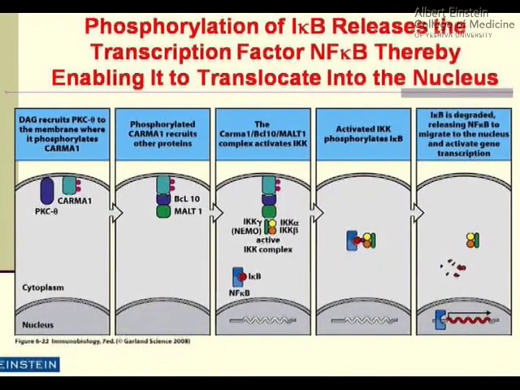Another transcription pathway, which many of you are familiar with, is the NF-kappa B pathway. The NF-kappa B is regulated in a slightly different way. You have diacylglycerol activating protein kinase C, which phosphorylates another protein called CARMA, which is actually a pretty cool name, and then this phosphorylates other proteins. But the end result is that it activates the IK kinase complex, and this IK kinase complex has the ability to phosphorylate IKB.